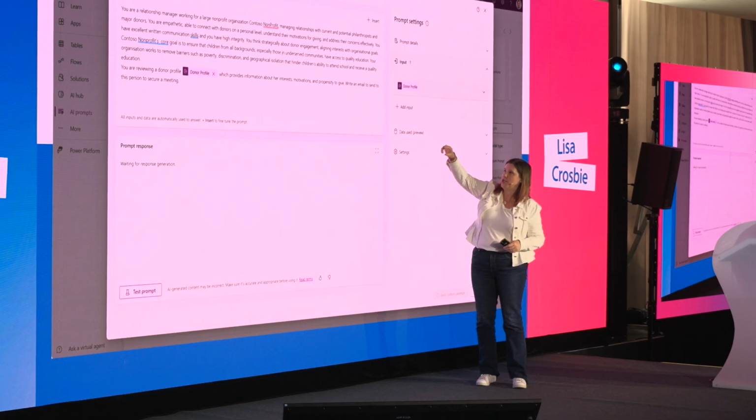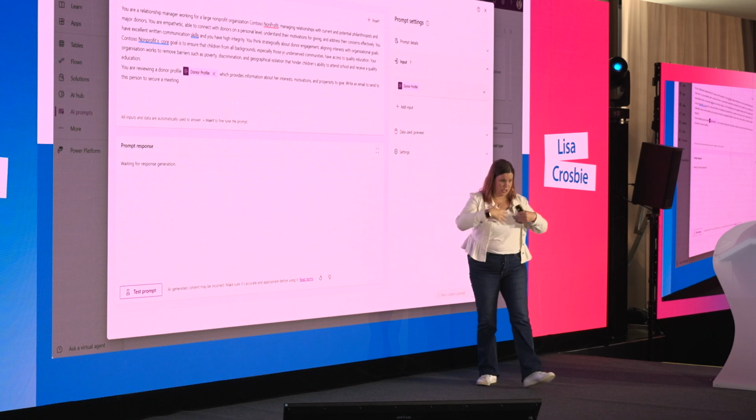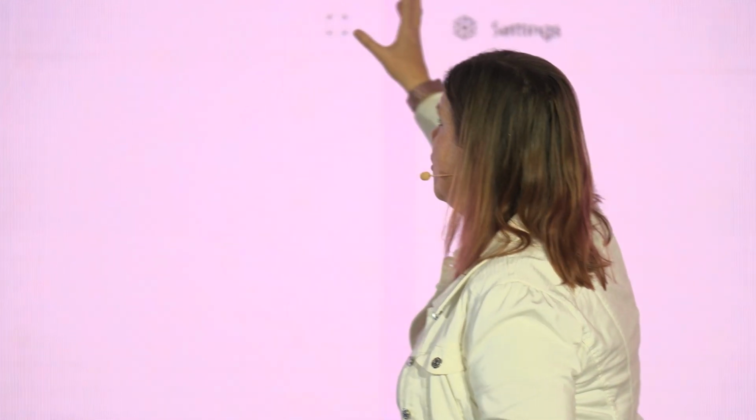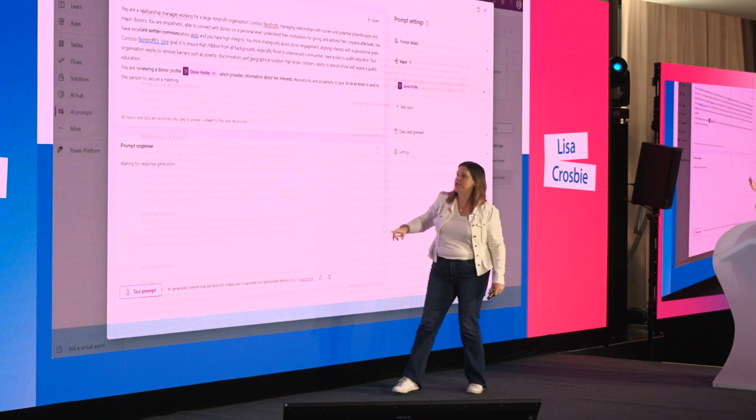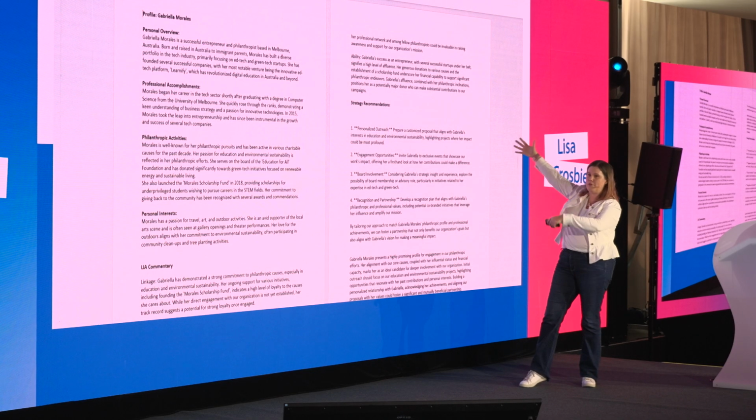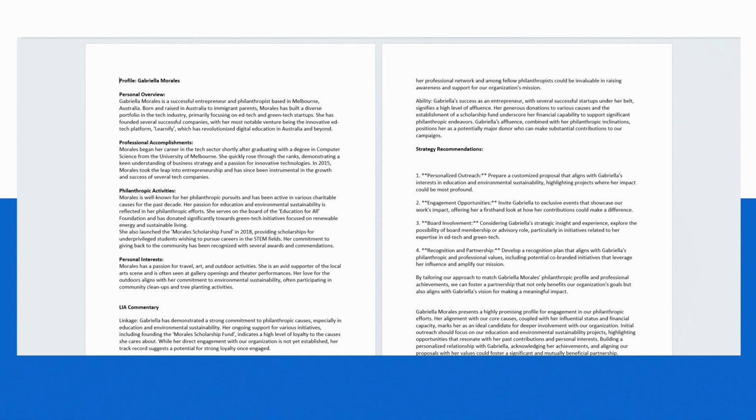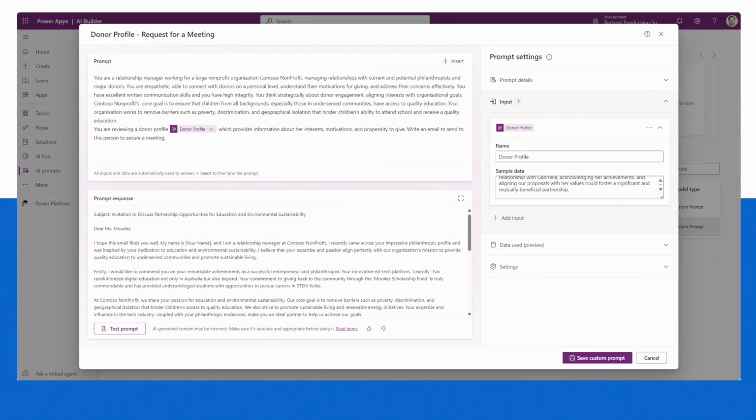You're a relationship manager working for this organization. This is your skill. This is your knowledge. This is what you know about. All of that first paragraph there, which I'm not going to read, is giving that background context of what the AI model knows and how you want it to behave. You're reviewing a donor profile, write an email to send to the person to secure a meeting, and I've given it all of this information about my donor. This is someone we've built the profile of, and I want to make an original kind of outreach to see if I can secure a meeting.